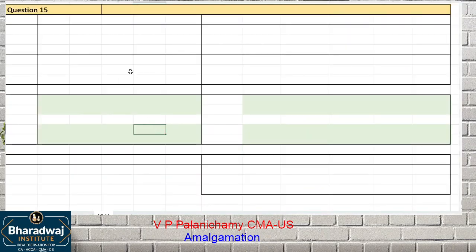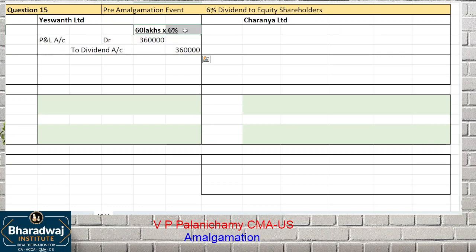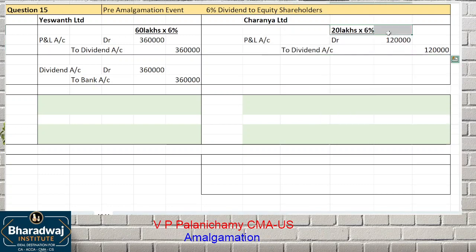First, let us do the pre-amalgamation or pre-absorption events. The 6% dividend is paid to whom? Equity shareholders of Yashwant Limited and Charanya Limited. How much dividend do you have to pay? 60 lakhs into 6%, you have to pay 3,60,000. That dividend is paid. Charanya Limited also pays 6% on its paid up capital, and the dividend is paid.